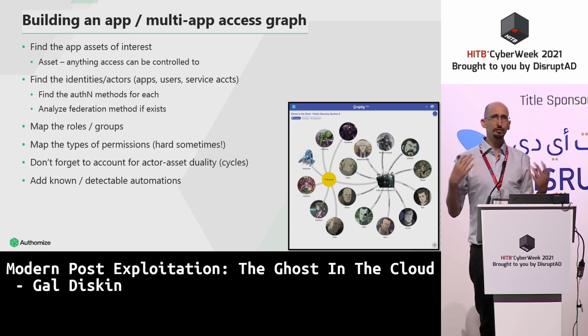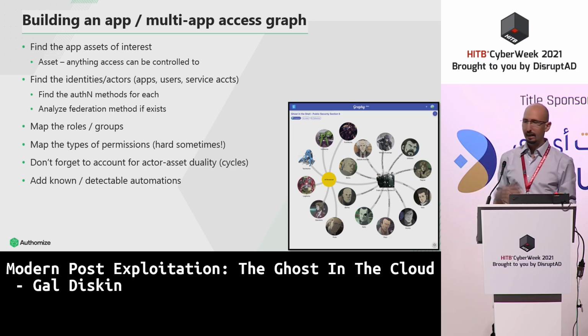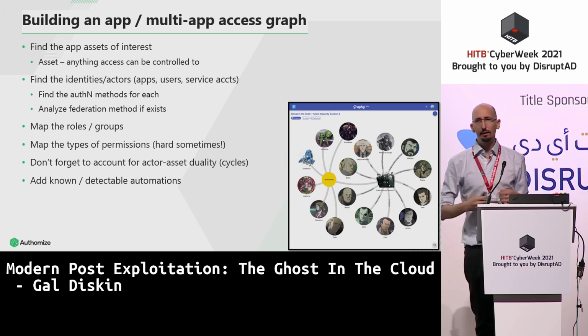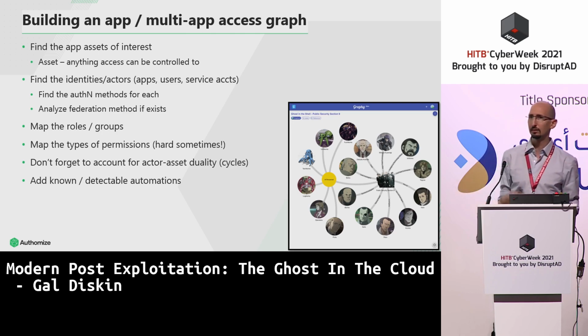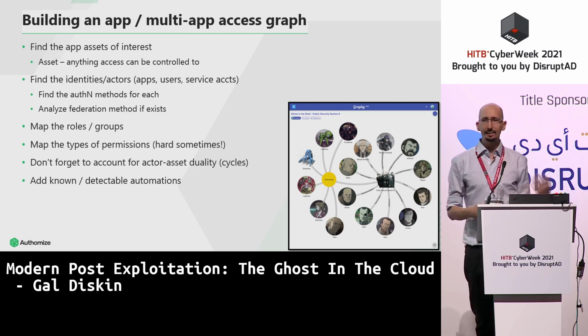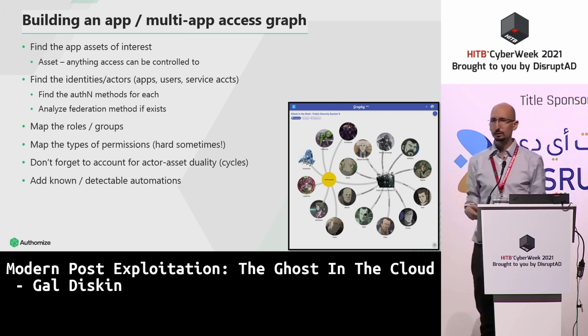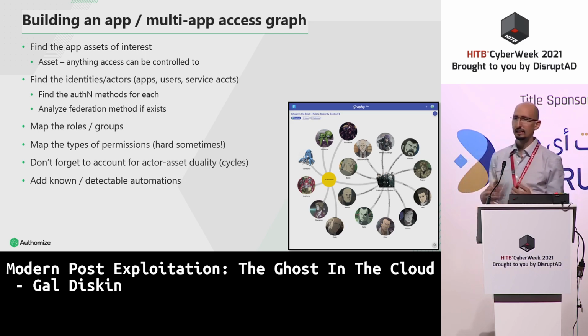It begins with finding the asset of interest. An asset, for me, is anything that can be controlled. Once you find it, you need to find the actors or identities, anyone that can do actions within that application, and find the authentication methods that are supported for each, analyze the federation methods if those exist, and map the roles and the groups that exist. Eventually, get to the point that you understand the paths through the application.